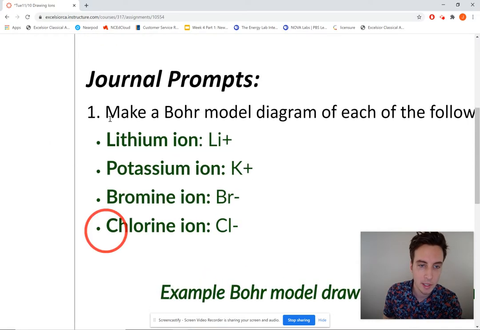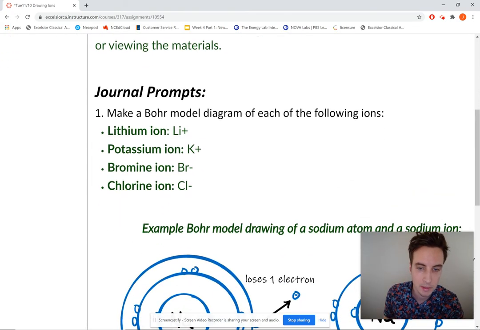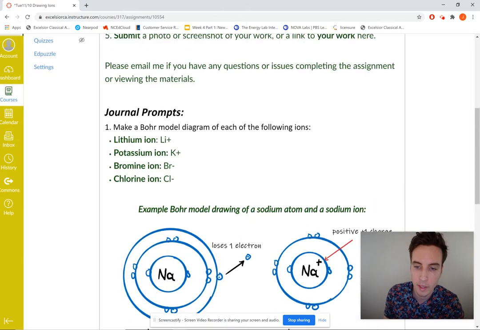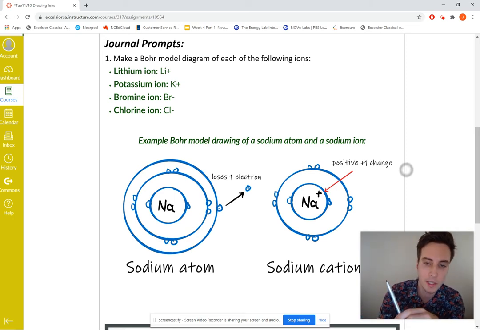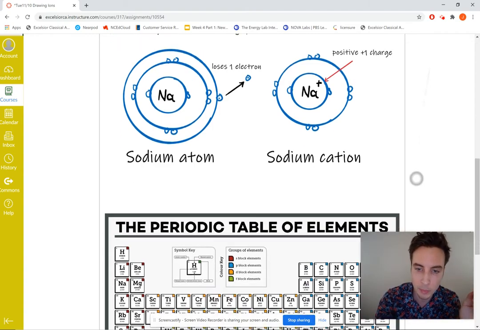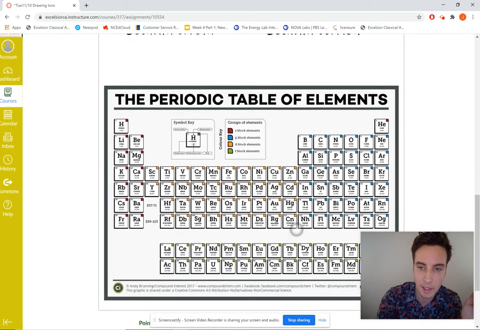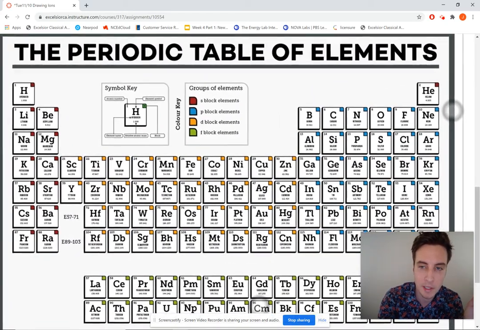You're going to draw these four ions: Li plus, K plus, Br minus, and Cl minus. Those are all just atoms with one different electron configuration, and we'll do that in the video here. So here's an example of what we're going to be drawing. Something like this. Obviously, it's not the most beautiful thing in the world, but that's okay. It's scientific and accurate. Here's the periodic table of elements, which we'll need to finish this assignment.